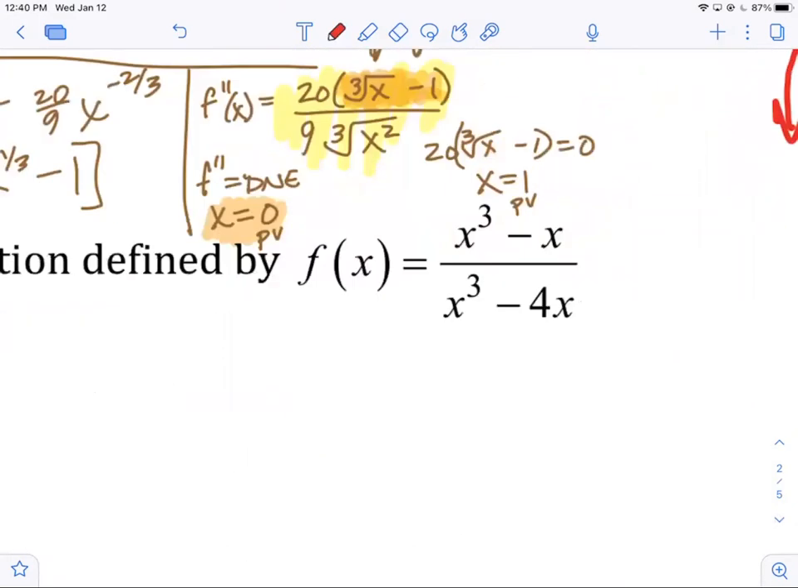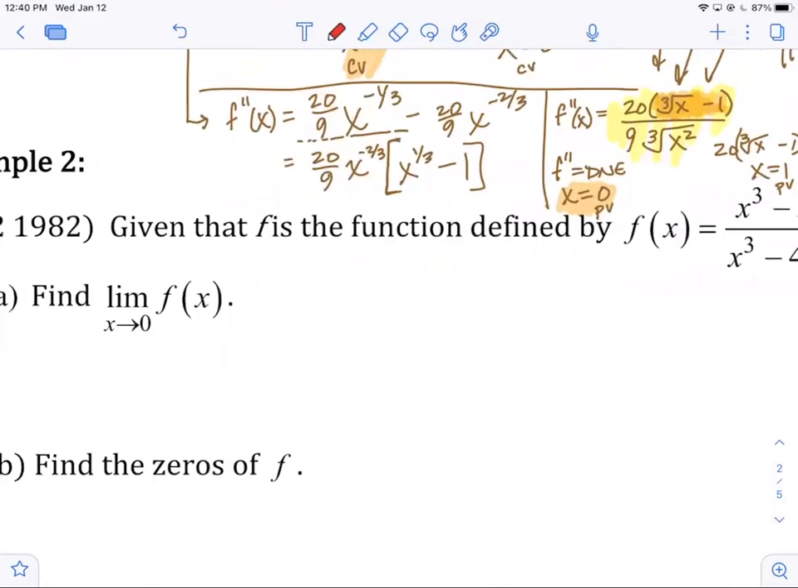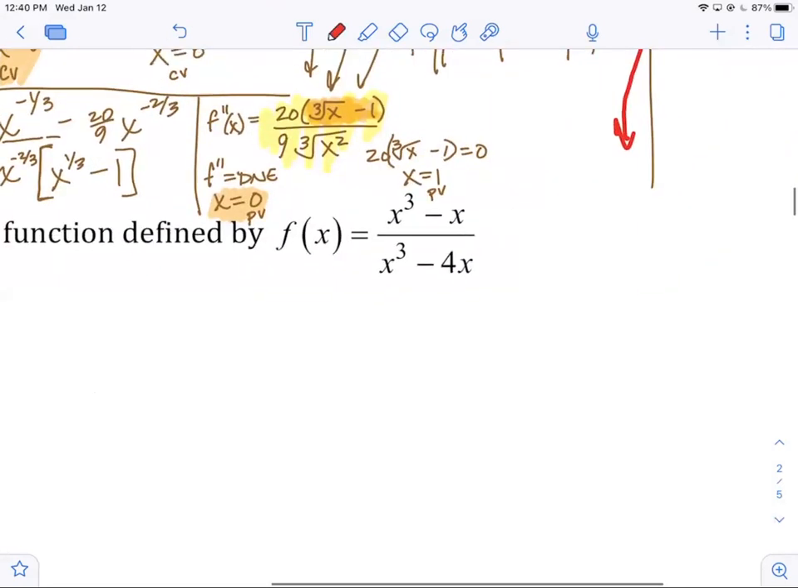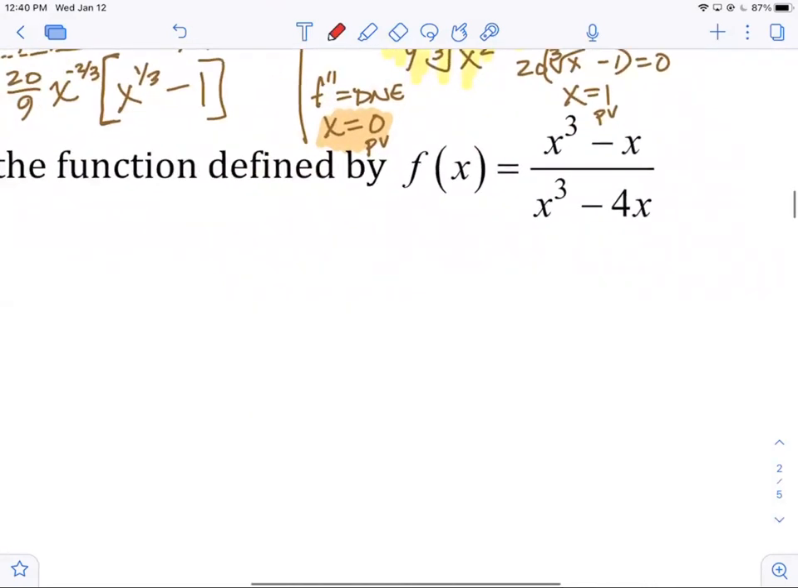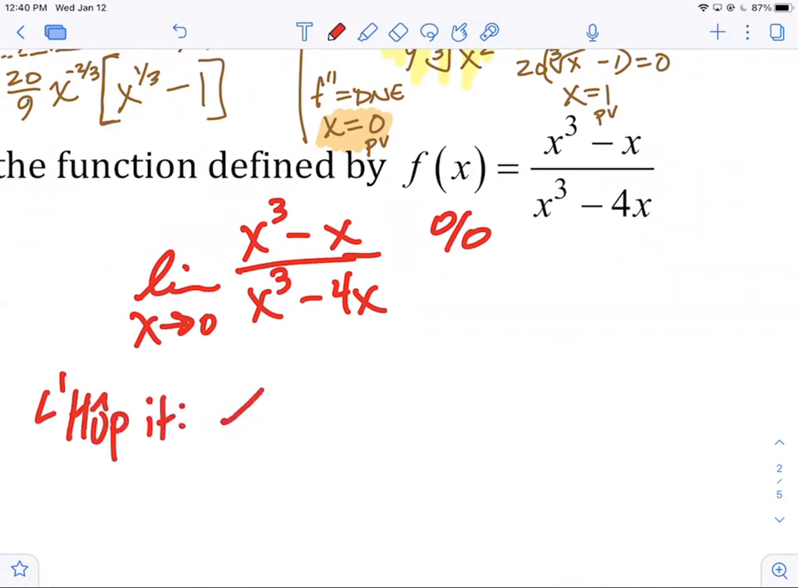Given that f is the function defined by f of x equals x cubed minus x over x cubed minus 4x, find the limit as x goes to 0. Oh, we got this. Notation, notation, notation. The limit as x goes to 0. I'm going to write the actual expression in here. And I plug in and I get what? 0 over 0. We have two ways to eradicate that. We can either FADO it, factor and divide out, or we have this new tool discovered by Johann Bernoulli called L'Hopital's rule. I think I'm going to use that. Lop it, right? And so we're signaling our intention.